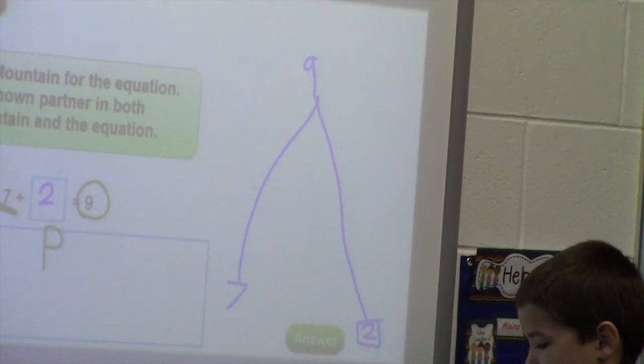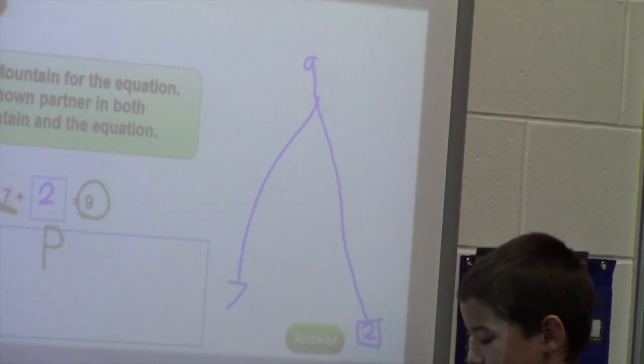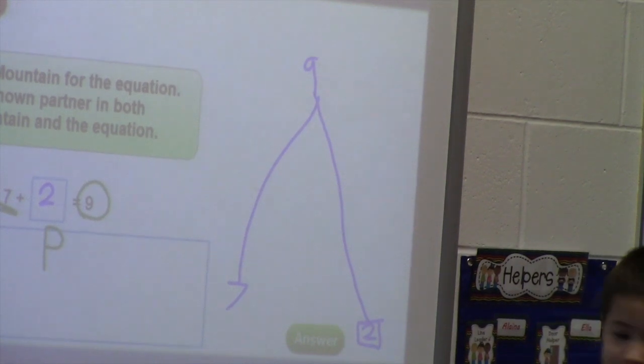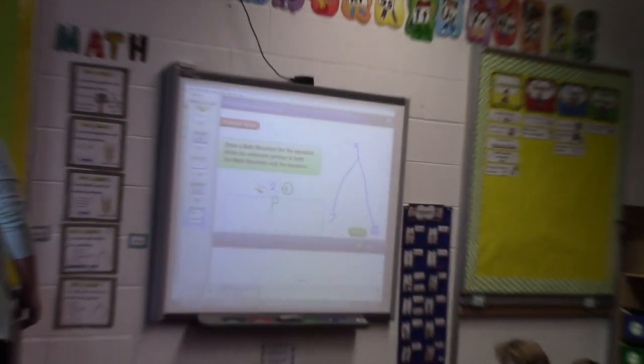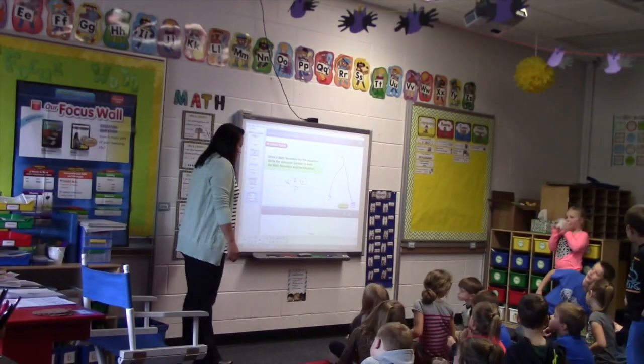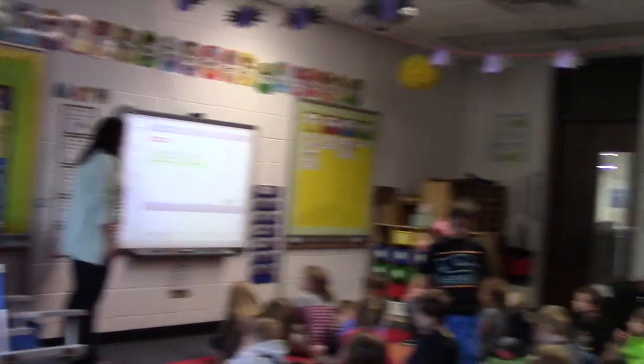Awesome. I'm going to call another stick, and I want you to write it in a different way. Remember our fact families that we were working on? I want you to come write it in a different way. Let's see if we can do it. Caden. We're going to write it in a fact family.